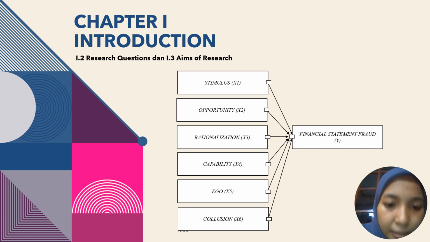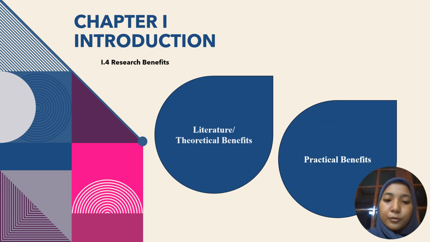Okay, in this chapter 1 introduction, we will explain about the research question and aims of our research today. I would like to know about the effect of stimulus, the effect of opportunity, rationalization, capability, ego, and collusion for the financial statement fraud. We will know from the X1 until X6 is the element of financial statement fraud, which came from the fraud hexagon model. Right, we're gonna move to another.